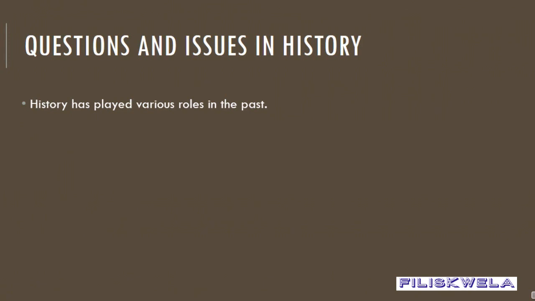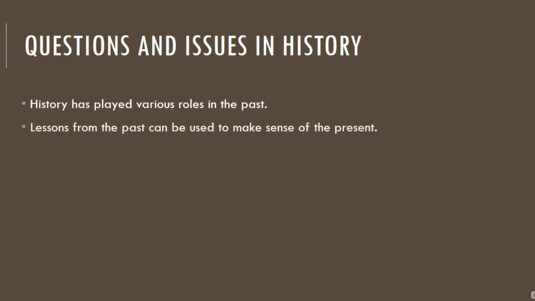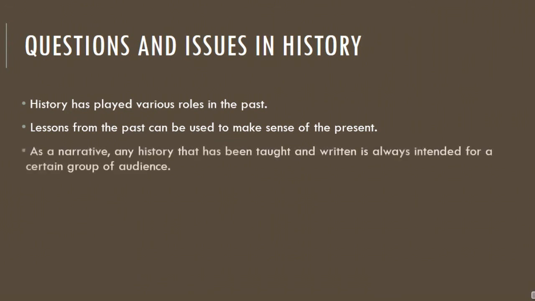Meron tayong tinatawag na two philosophical schools of thought. Dalawang kaisipan. So una yung tinatawag nating positivism. Positivism is the school of thought that emerged between the 18th and 19th century. So this thought requires empirical and observable evidence before one can claim that a particular knowledge is true. So yung positivism, ang sinasabi niyan, kung walang dokumento, walang kasaysayan. No document, no history.